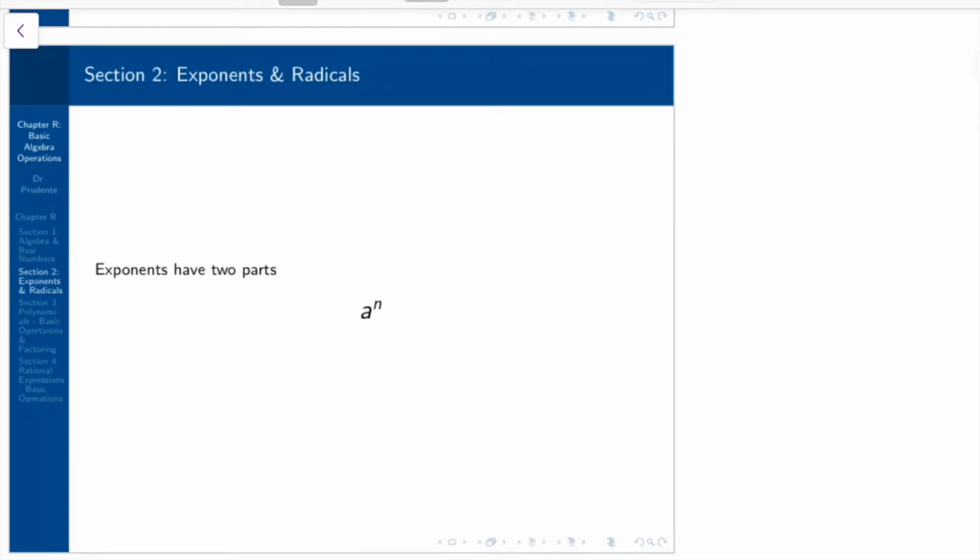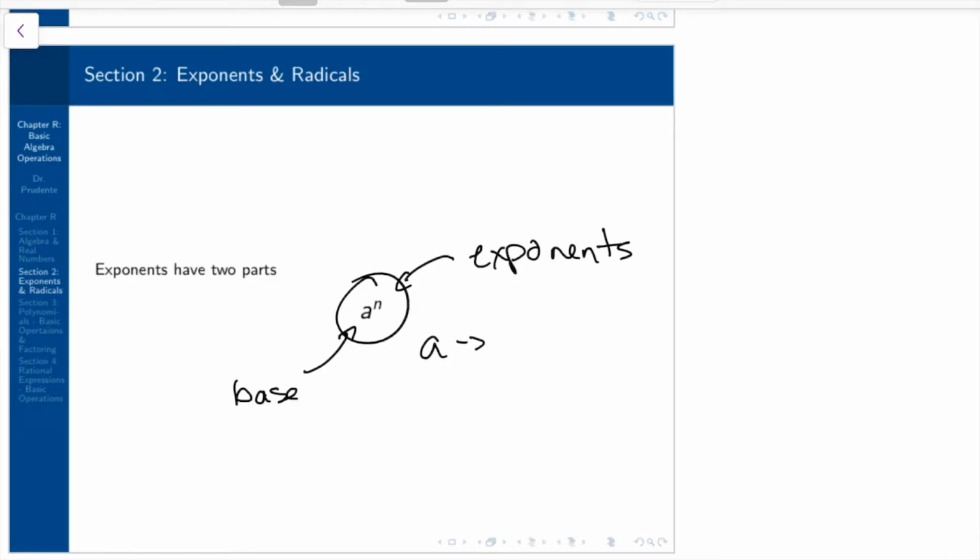An exponential expression, like the one here, has two pieces: the base, which is what is raised to the power, and the exponent itself, which raises the base to a different power. The base, a, can be any value, as well as the exponent. That can be any value as well.